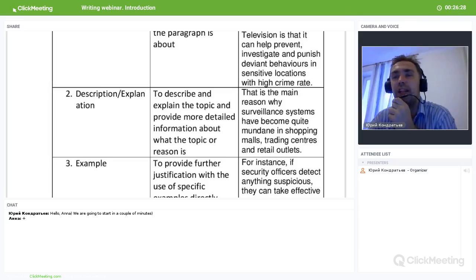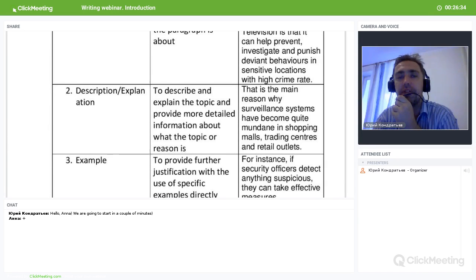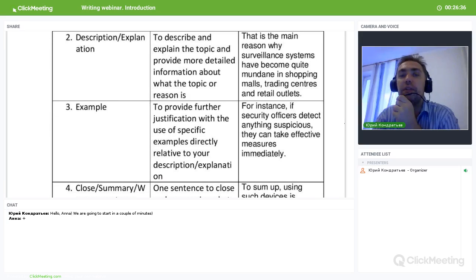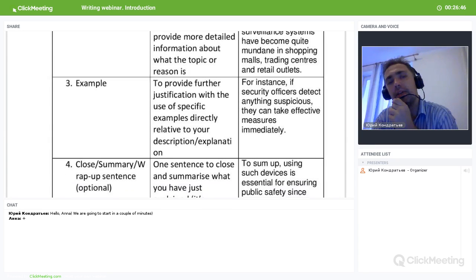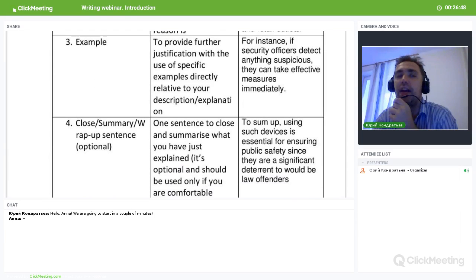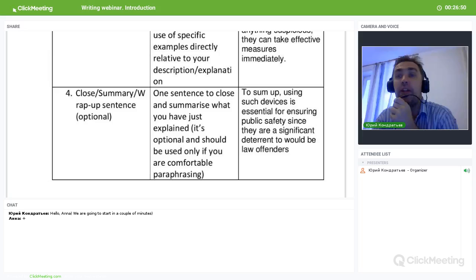Then, to develop the idea further, the best and the most common way is to give an example. And here it is. For instance, if security officers detect anything suspicious, they can take effective measures immediately. Okay. And the last one is a summary, a mini conclusion, a wrap-up sentence, or a close. This is a sentence that closes and summarizes what you have just said.